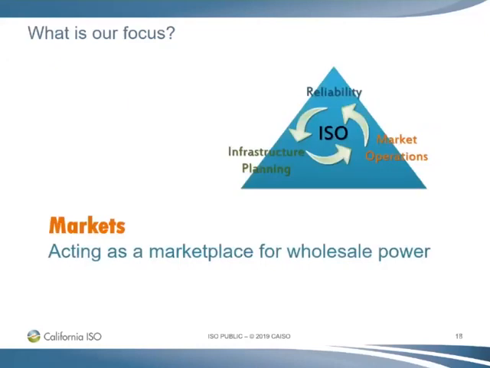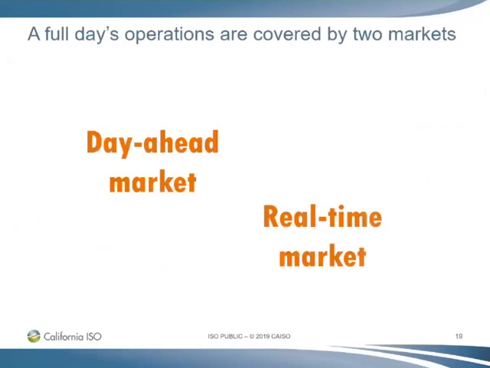An ISO typically has a competitive energy market, which most BAs do not have. As a registered market operator, we act as a marketplace for wholesale power, or basically a clearinghouse under the exclusive jurisdiction of the FERC, or the Federal Energy Regulatory Commission. The ISO wholesale energy market is comprised of distinct day-ahead and real-time processes. The energy products and services traded in our market allow us to meet reliability needs and serve load.